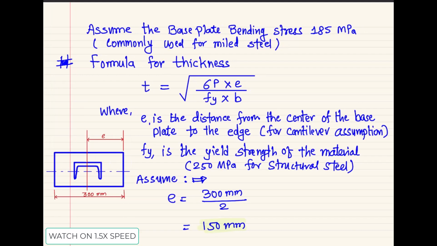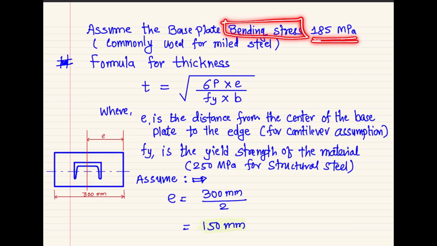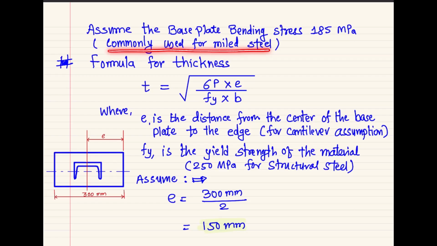Now, assuming the base plate bending stress is 185 megapascal, which is commonly used for mild steel. This we have taken from the mild steel catalog. The formula for thickness is T equals the square root of 6P into E divided by Fy into B.